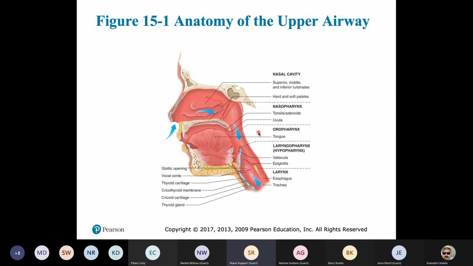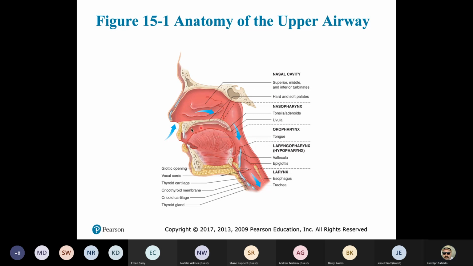Filters air and moistens it, right? I know that sounds kind of weird, but that's literally its job. We have hard and soft palates, our tonsils, and our uvula. I always call it the little bell that hangs in the back of your throat.